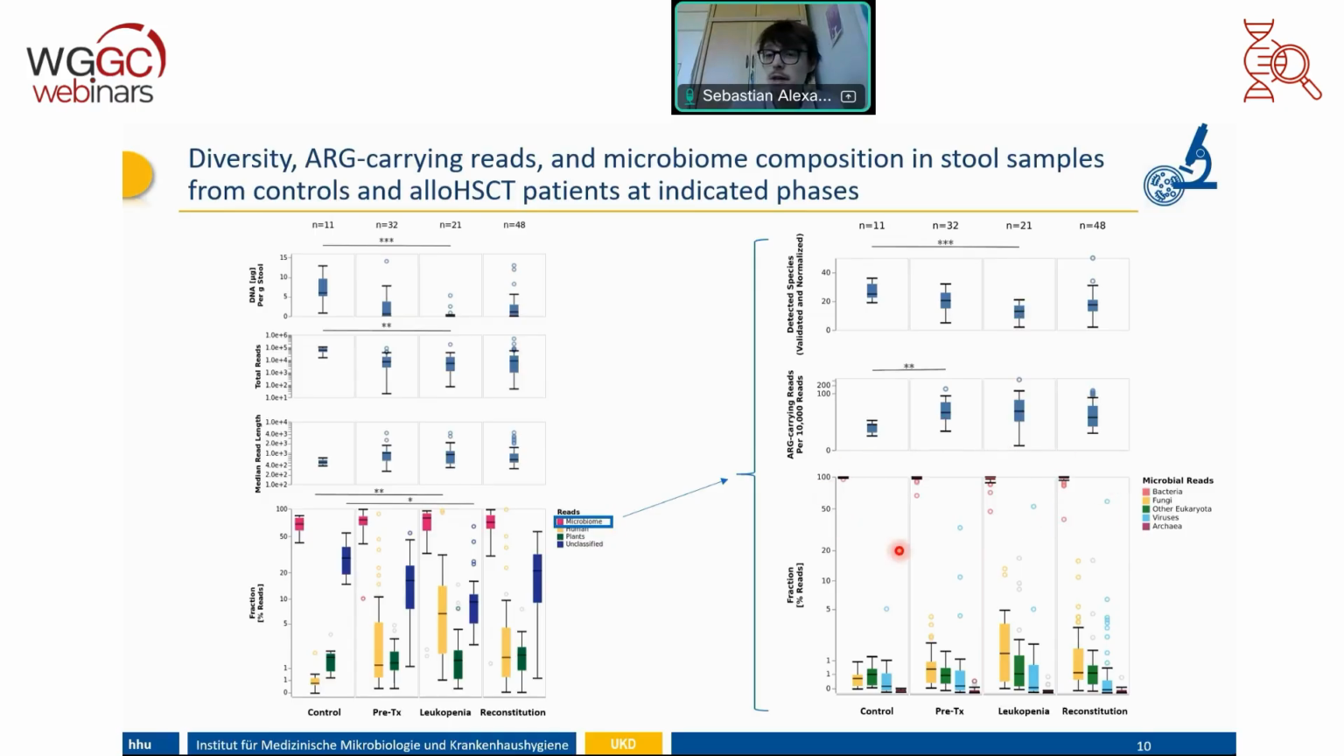The largest fraction of these microbial reads belonged to bacteria, around 90 to 99%. But we were also able to detect some fungal reads here in yellow, which interestingly increased in the leukopenia phase, while we have a slight decrease of bacterial reads. We also detected viruses, only DNA viruses, of course, and also some archaea.